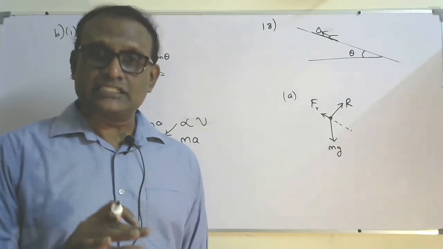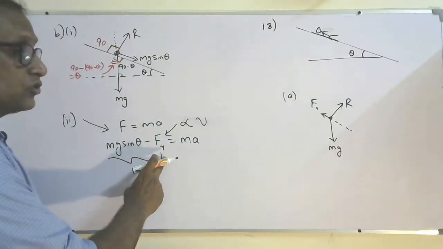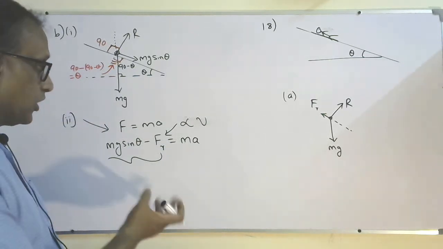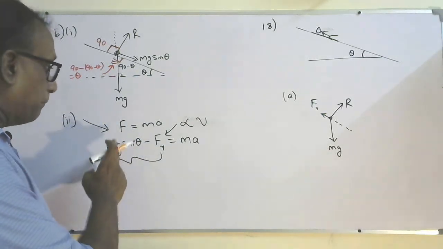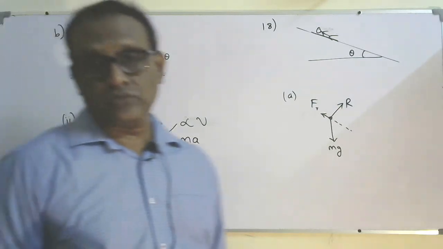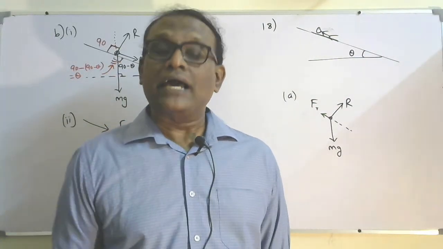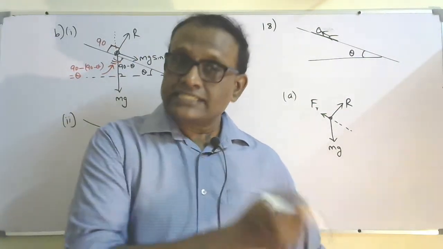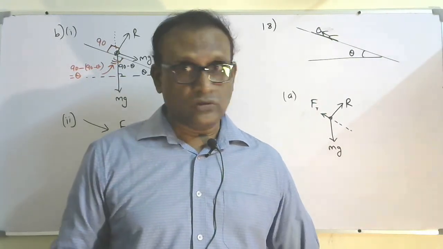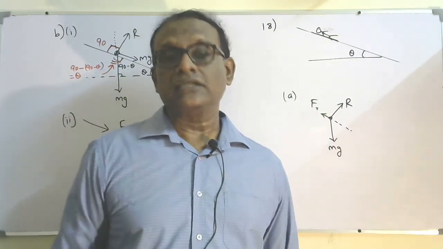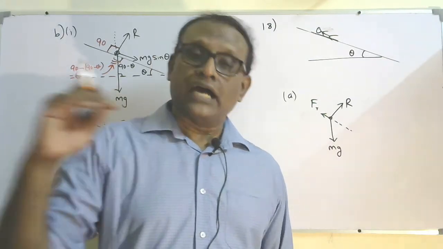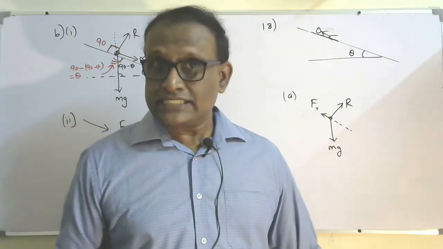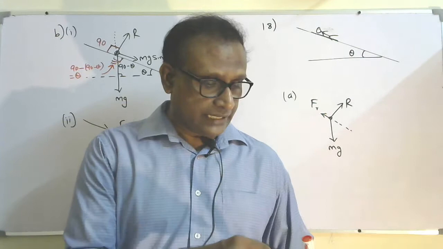Finally, for a particular speed, the total resultant force will become equal to zero because the drag force will balance the component of the weight. So when the drag force balances the component of the weight, acceleration will become equal to zero. So no further acceleration. The athlete will move down at constant speed, that is the maximum speed called terminal speed.